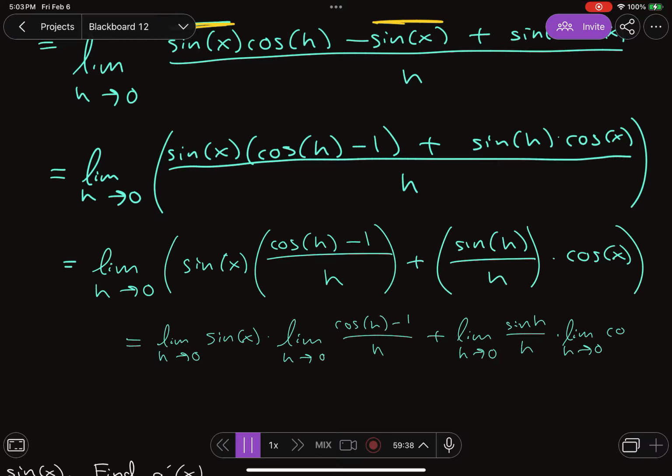This guy right here, the limit as h approaches 0 of sine of x. Well, sine of x has nothing to do with h. This is going to stay sine of x. So let's write that down. This equals sine x.